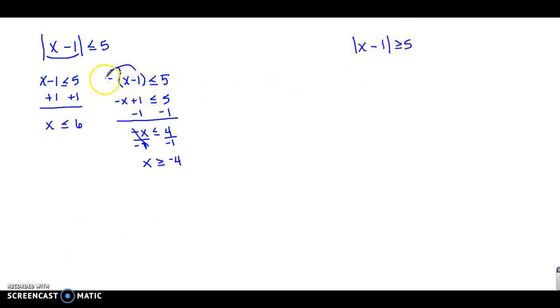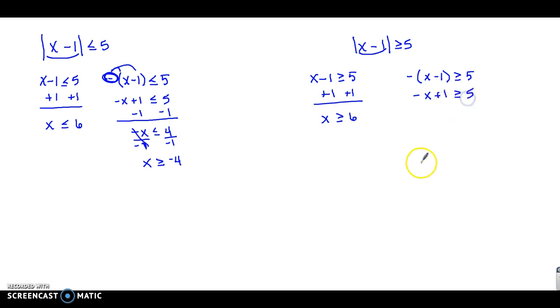Same thing happens here. And notice the only thing I'm changing is that negative in front every single time. So take the stuff inside as is and solve. Take the negative of the stuff inside and solve. And that's the only thing they have to change. So when I add 1, they get 6. I distribute: -x plus 1 greater than or equal to 5. Move my 1 over. -x greater than or equal to 4.